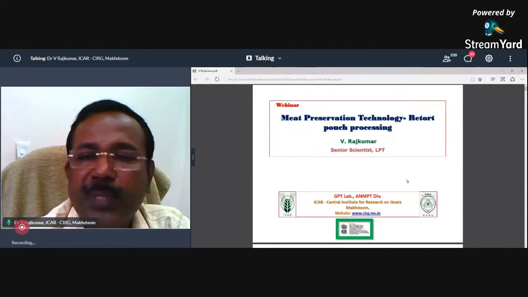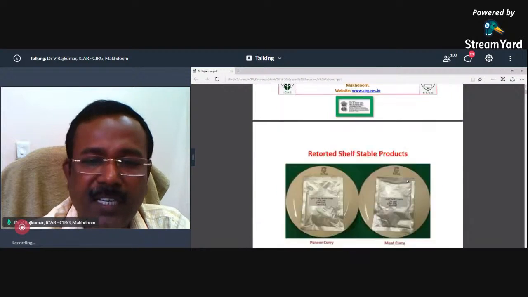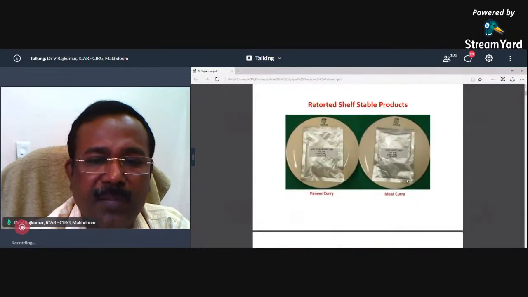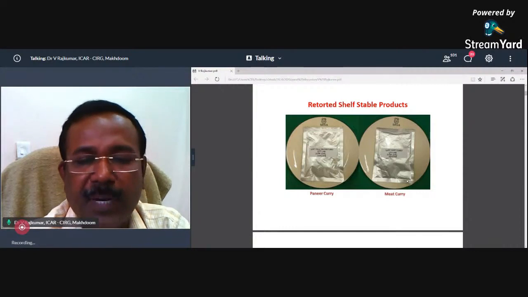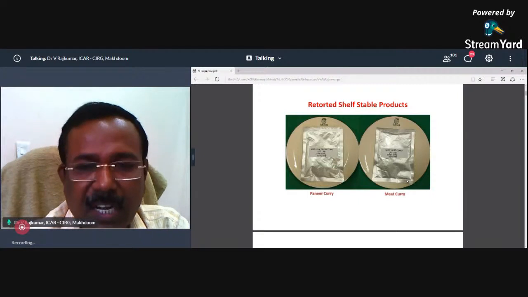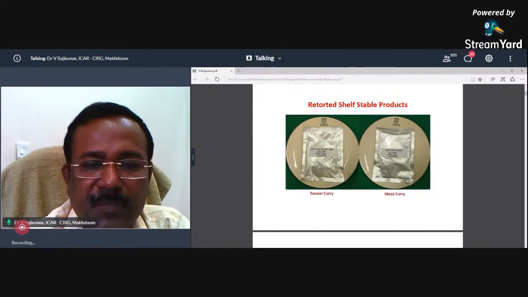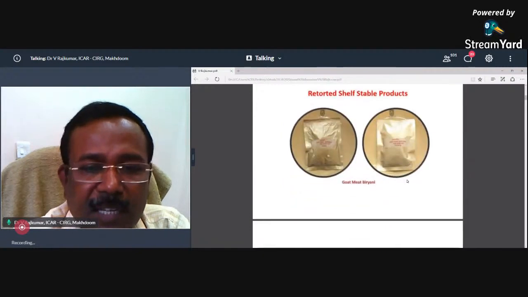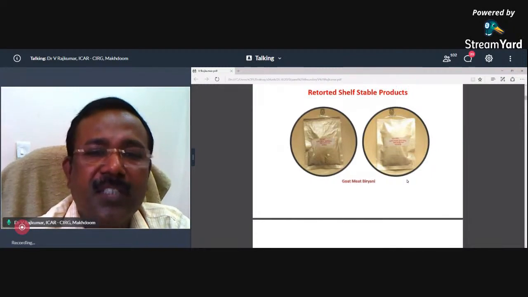And now I'll be presenting some of the work we have done. Next slide, please. Some of the products which I am showing: this is goat milk paneer curry we have prepared, goat meat curry we have prepared. These are shelf-stable at room temperature for 6 months. Next, please. These are some of the goat meat biryani which we can keep at room temperature. This is a retort pouch.